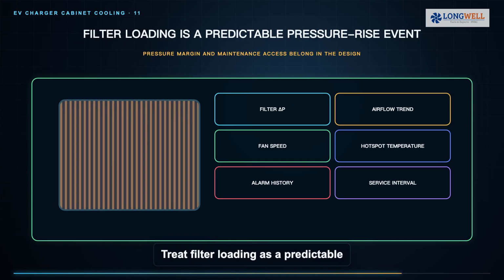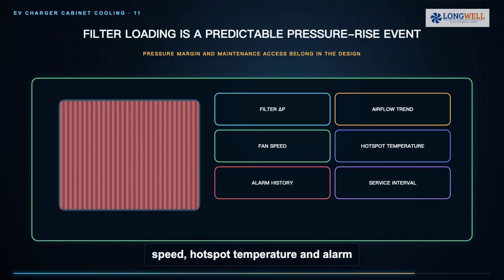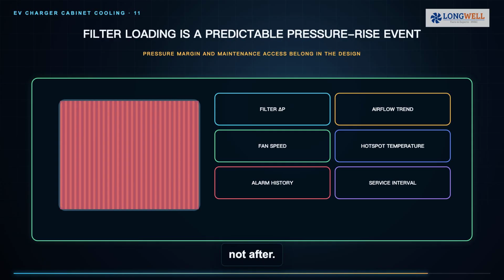Treat filter loading as a predictable pressure rise event. Trend pressure, airflow, speed, hotspot temperature, and alarm history. Design pressure margin and service access before the filter blocks, not after.